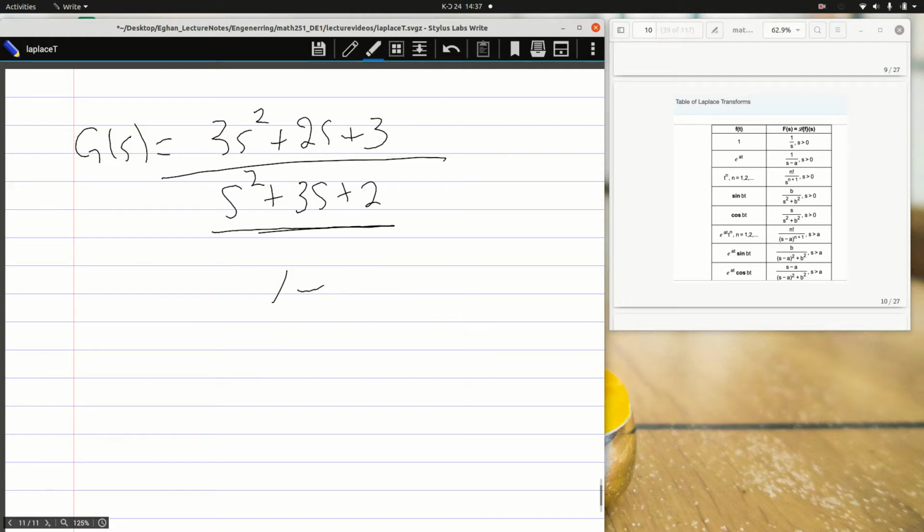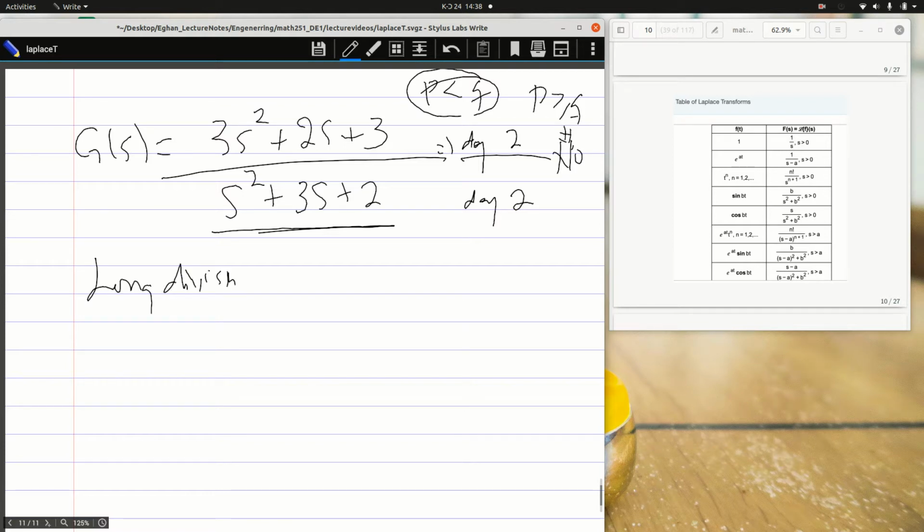The degree of the numerator here is 2. The degree of the denominator is also 2. Can I use the partial fractions here? No, because they are equal. If it's strictly less than, I go. If it's greater than or equal to, it is no. I can't use the partial fractions. The only way to use it is to get it in a degree that satisfies that, and that's the long division approach.